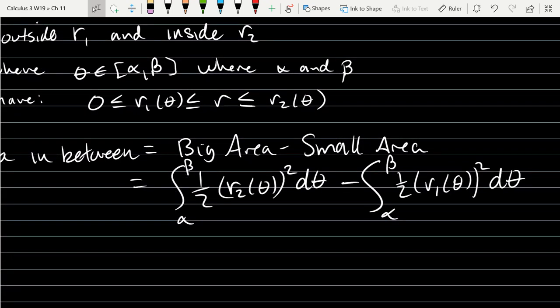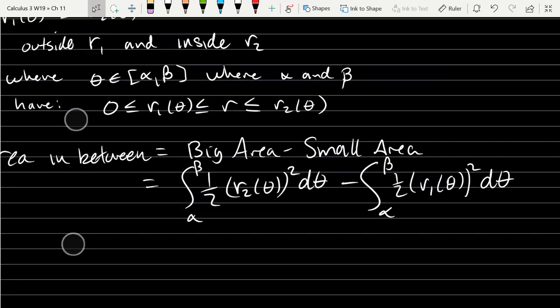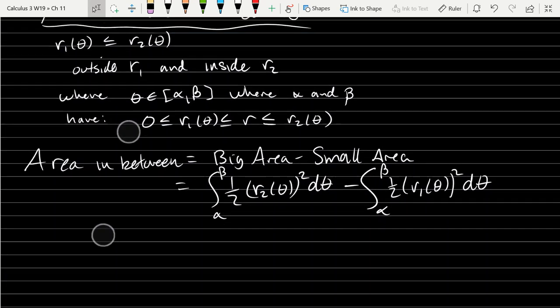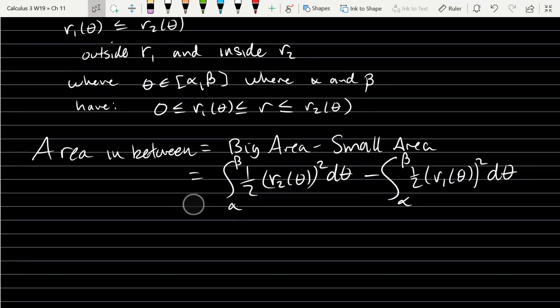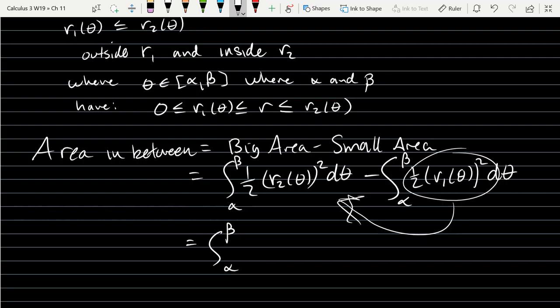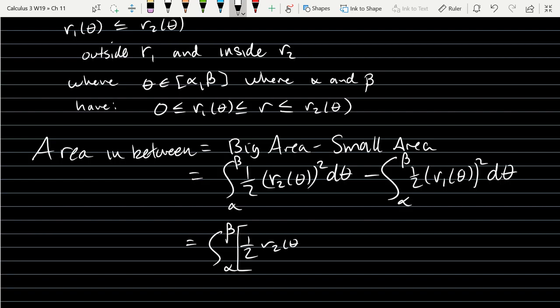What can I do using calculus to rewrite this? So I can turn it into one big integral, going from alpha to beta. And now I'm going to move what's in the second one inside the first integral with subtraction. So we have 1/2 R2 theta squared minus 1/2 R1 theta squared d theta.